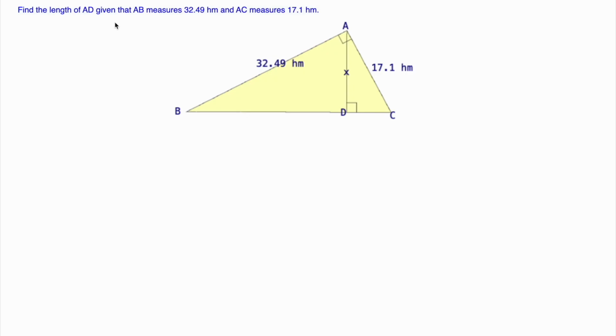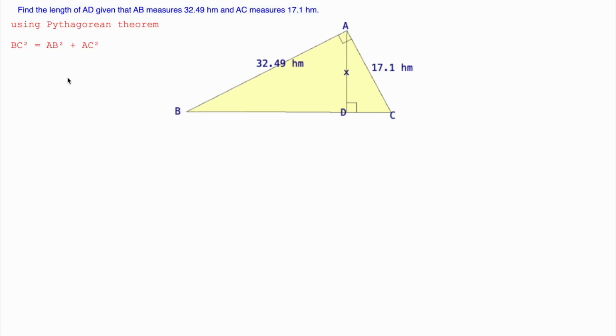Find the length of AD given that AB measures 32.49 hectometers and AC measures 17.1 hectometers. Pythagorean theorem to figure out BC. Then I could use the rule that says AD, the altitude, times the hypotenuse is equal to the big leg times the small leg. The first thing is to figure out BC.